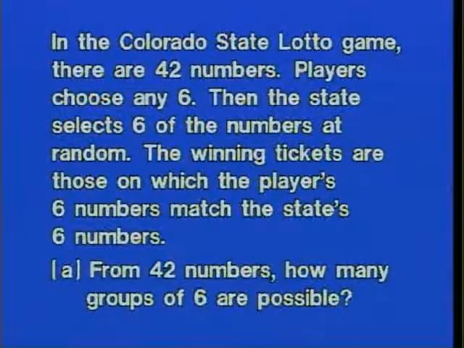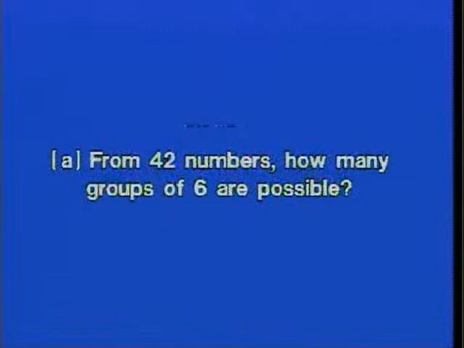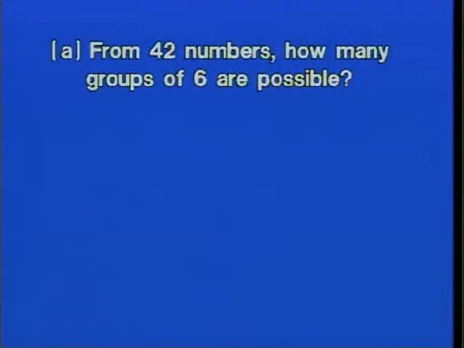In the Colorado State Lotto game, there are 42 numbers. Players choose any 6. Then the state selects 6 of the numbers at random. The winning tickets are those on which the player's 6 numbers match the state's 6 numbers. The A part of the question is, from 42 numbers, how many groups of 6 are possible? Notice the word groups implies that we're not interested in the order in which the numbers are chosen, just whether or not we have a group, kind of like a committee idea.